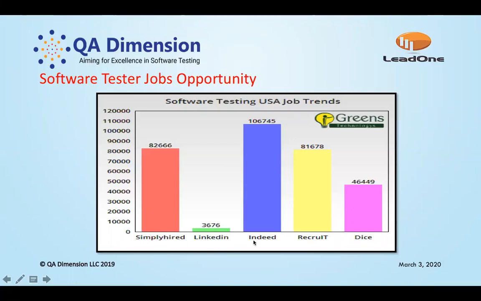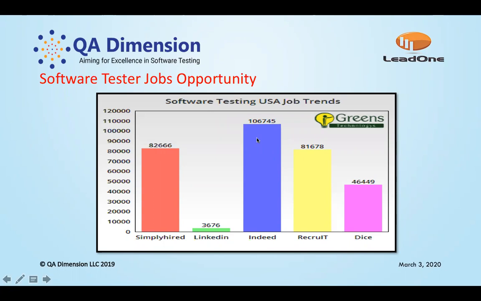Simply Hired, LinkedIn, Indeed, Recruit, Dice. Those are different job portal sites, and as you can see, on each of those portal sites there are, over here, like 82,000 jobs out there related to this software testing field. On LinkedIn you have 3,000, then on another one you have over 100,000. So you see that there are lots of jobs out there.